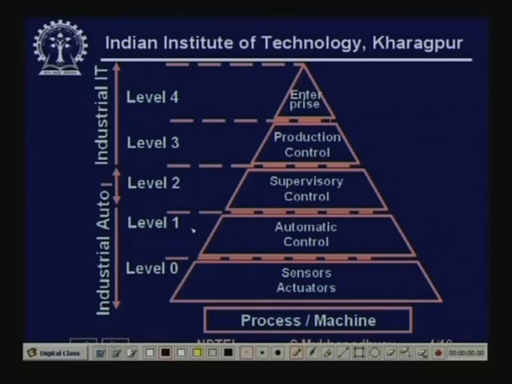On top of these, we have the automatic control layer, which is called level one. Now a number of automatic controls are again managed at the supervisory control layer, which we call level two. Finally, the operation of a particular shop floor as a whole is controlled. I mean, the whole overall manufacturing operation, including maintenance, production, quality assurance, inventory, everything is managed at another level, which is called production control.